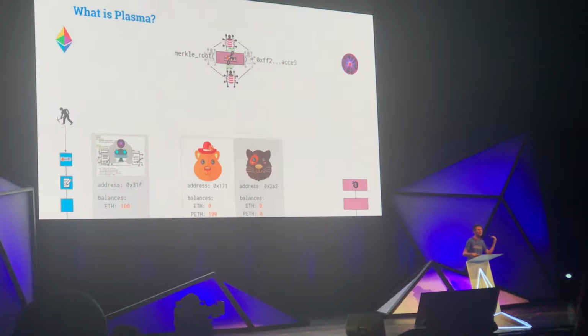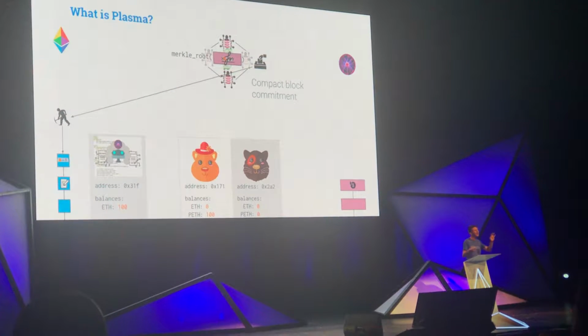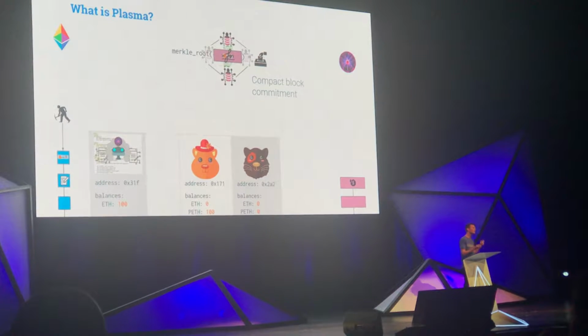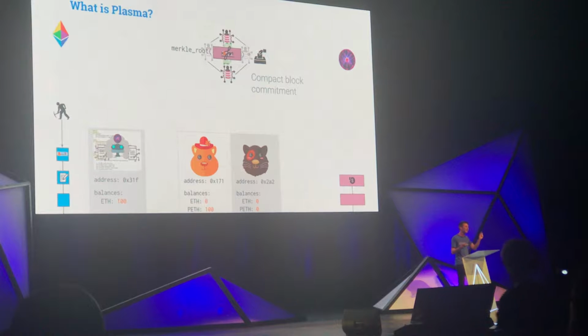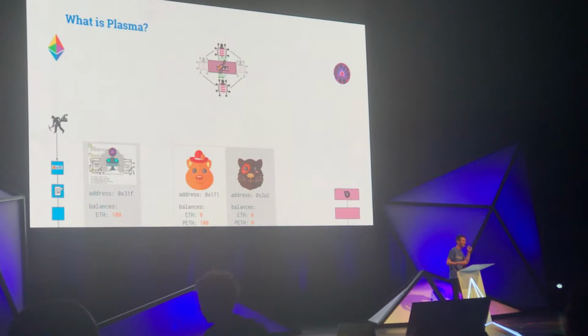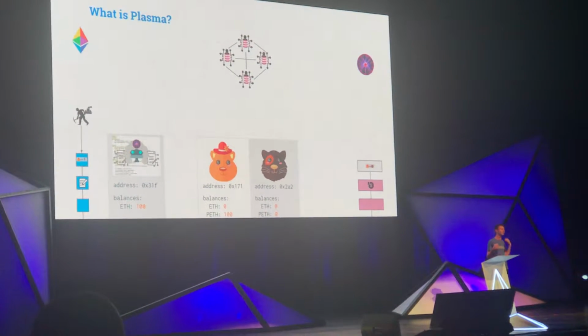They form a block, and they submit that block to the... They actually create a Merkle tree of that block and a compact block commitment. So this is a constant size, basically a hash, which is submitted to the main Ethereum chain. That is a commitment to the block, and then the actual block data itself is made available for all users to download.